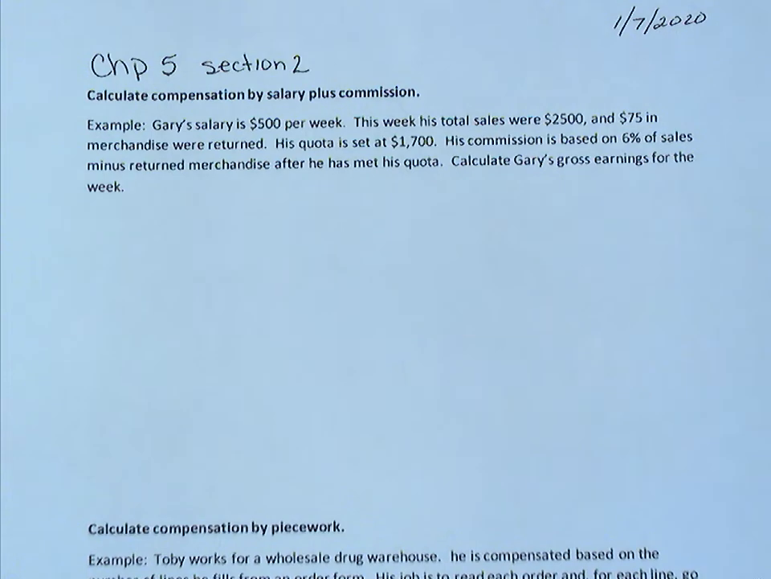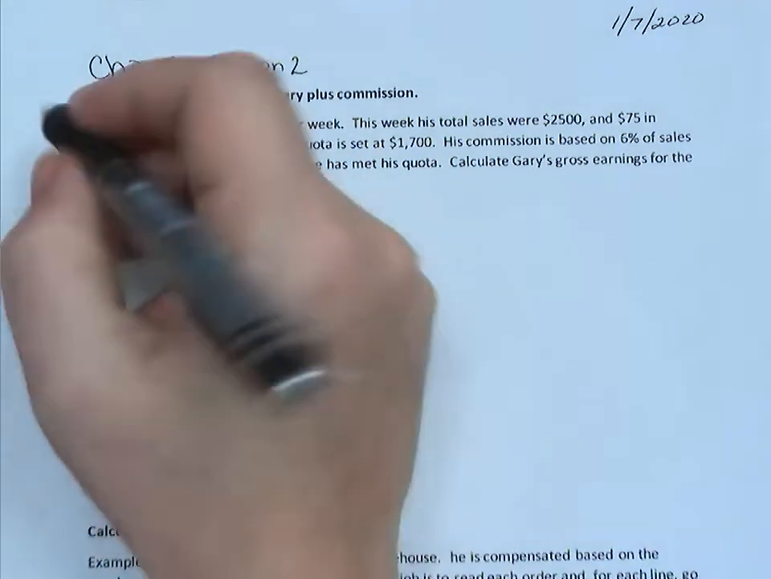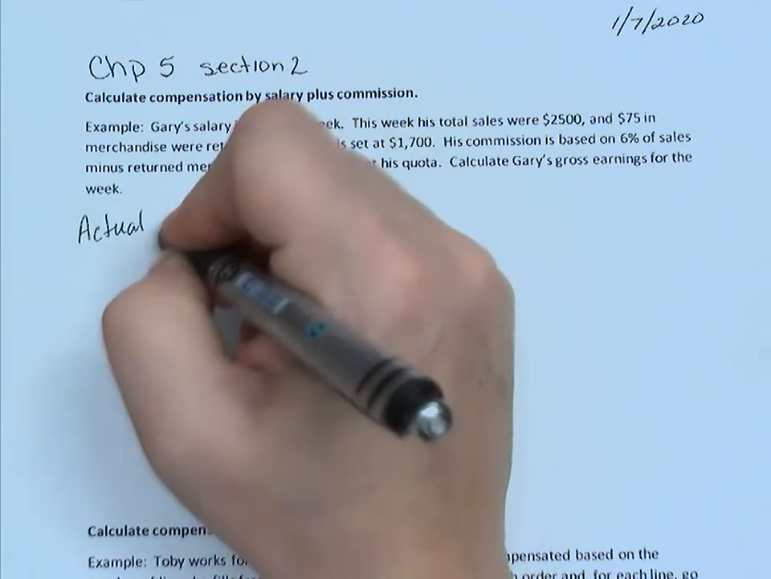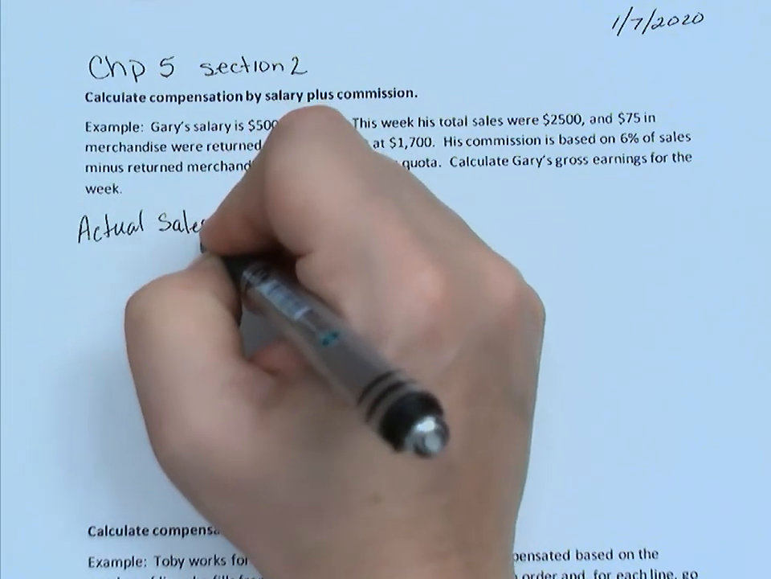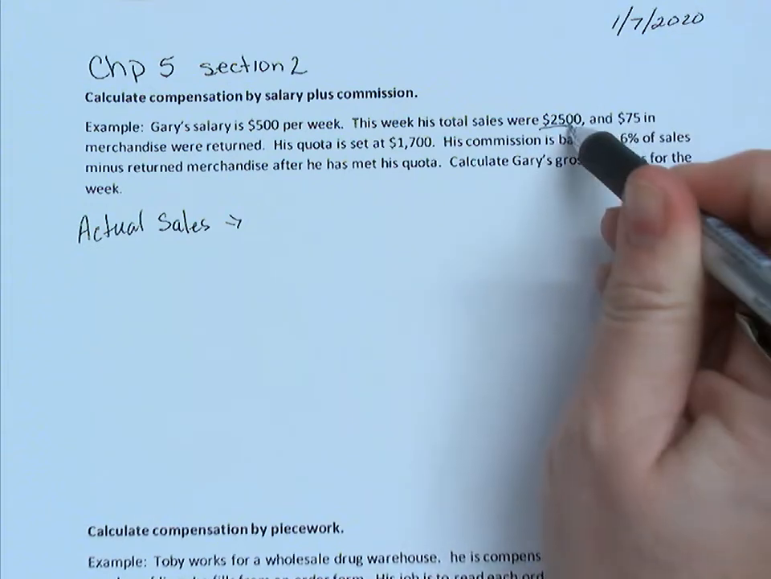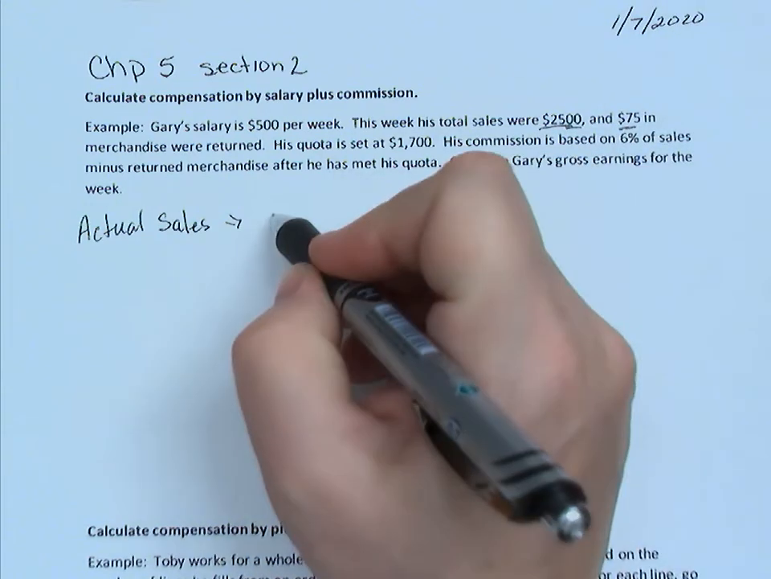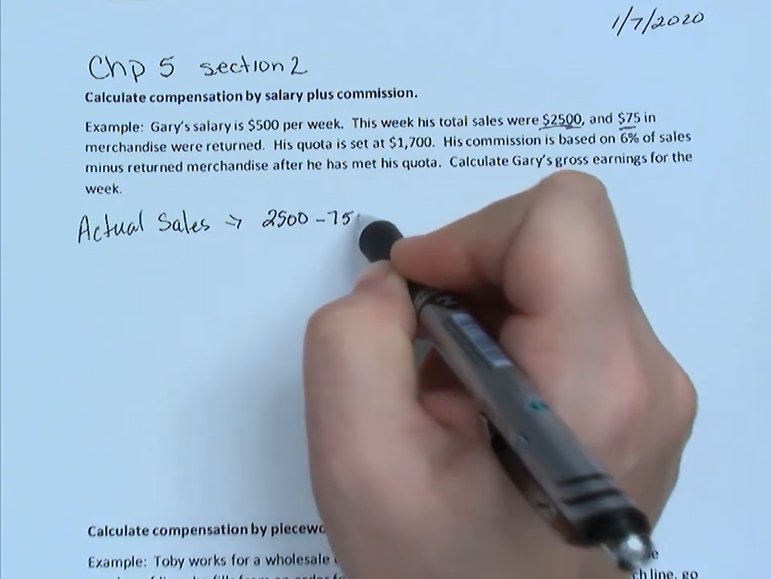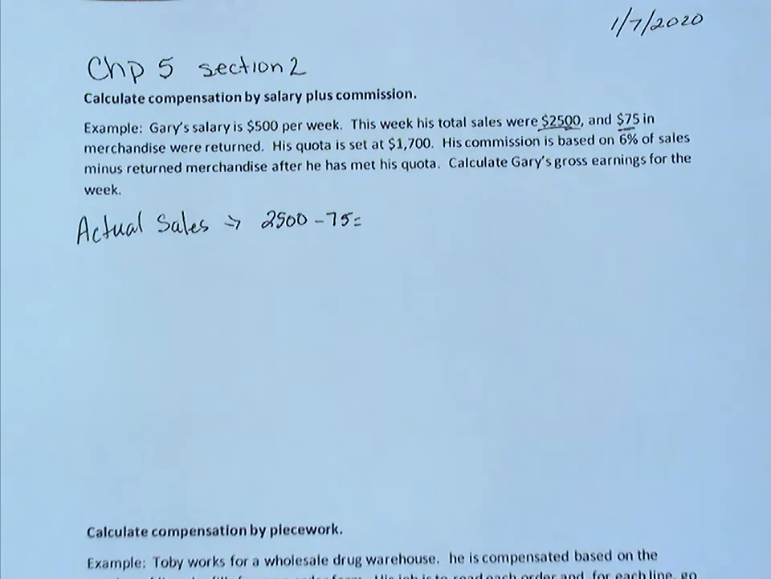So the first thing we're going to do is figure out how much he actually sold. So his actual sales are going to be the total here, $2,500 minus the $75 because that money was returned. That's going to give him $2,425.